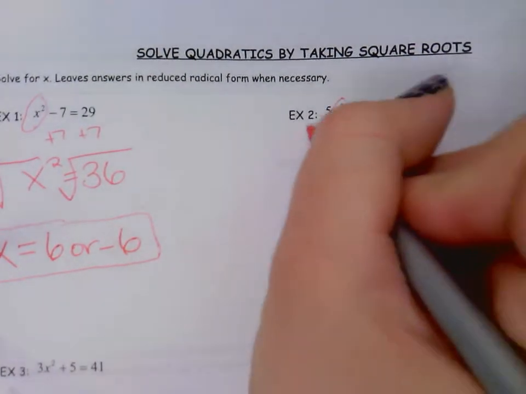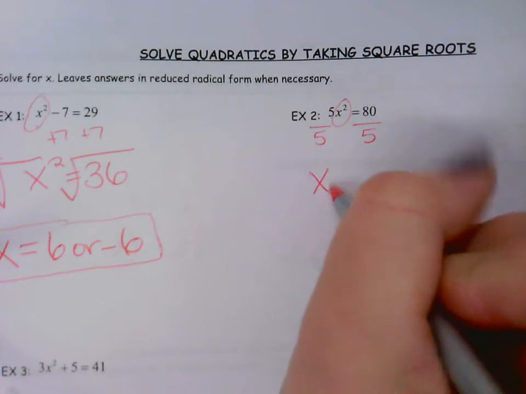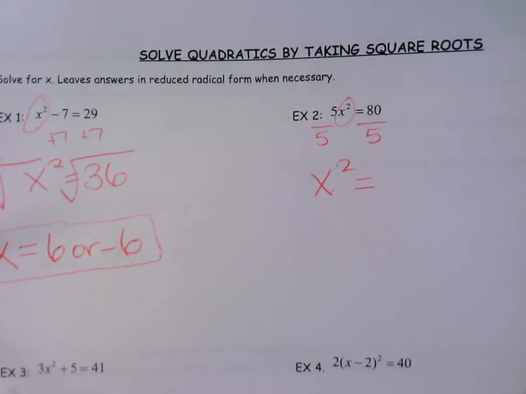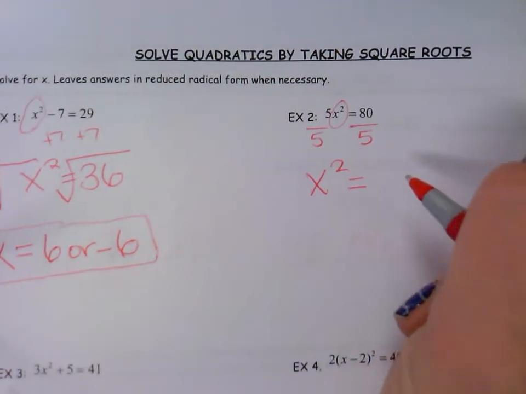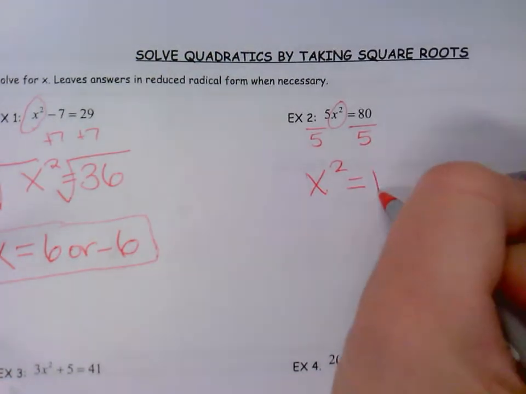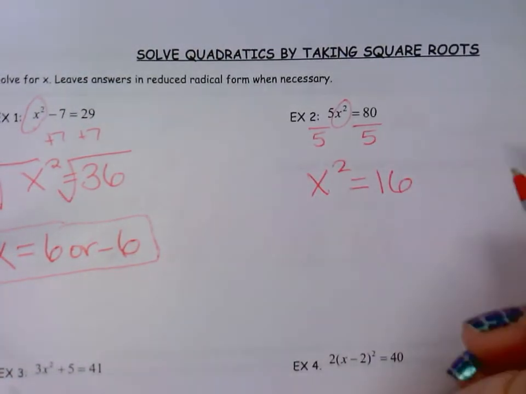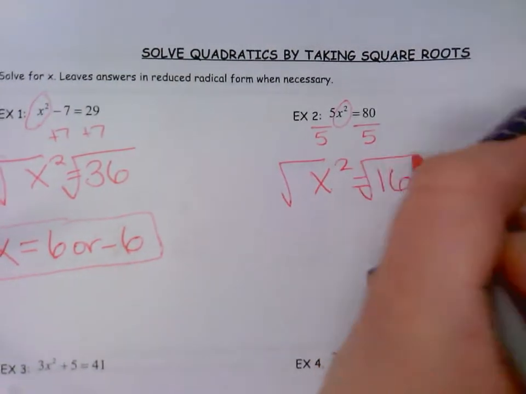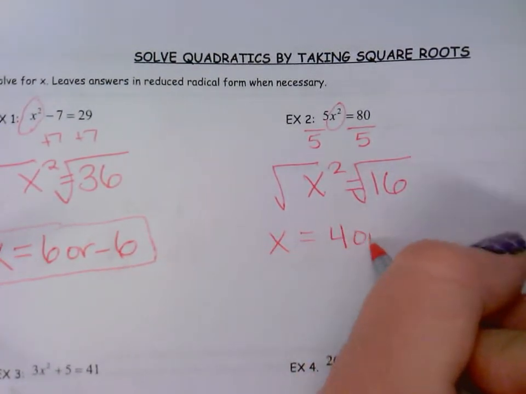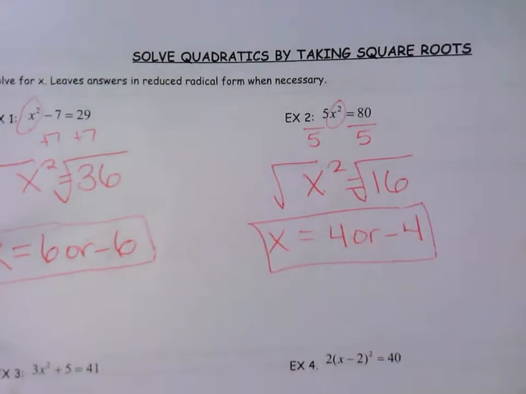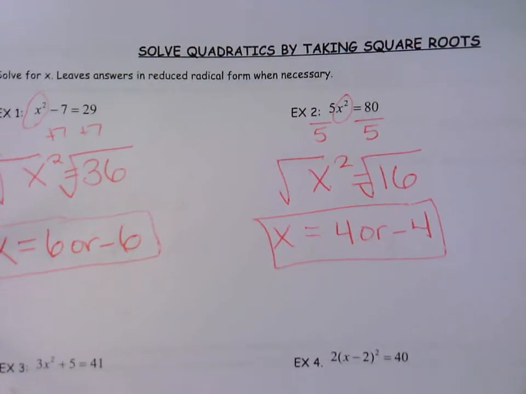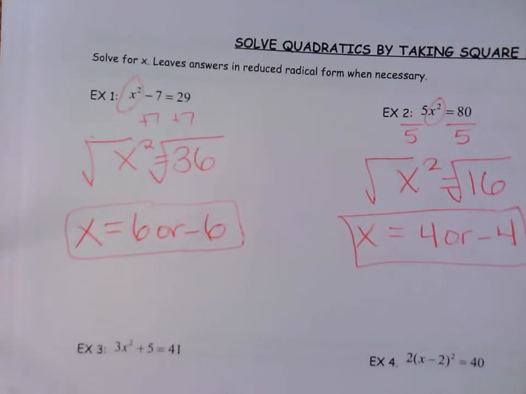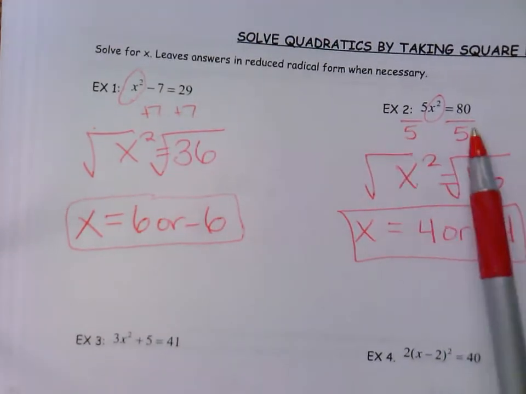All right, so the next one, how do I get x squared by itself? Divide by 5 on both sides. So if I divide by 5, what is 80 divided by 5? What do you get? 16, right? Is that what you said? So take the square root of both sides. X is either 4 or x could also be -4 because -4 squared is also 16. So those were one-step equations. I had to add the 7 to the other side. I had to divide both sides by 5.